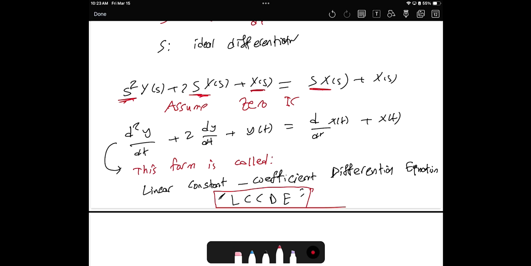So it's going to be, as you see here, constant terms multiplied by the derivatives: constant 1, constant 1, constant 2. And the other thing is that all of them are linear differential terms. LCCDE. Okay? Does this make sense? So you need to be aware of this form. I think we can see it in the homework problems as well.